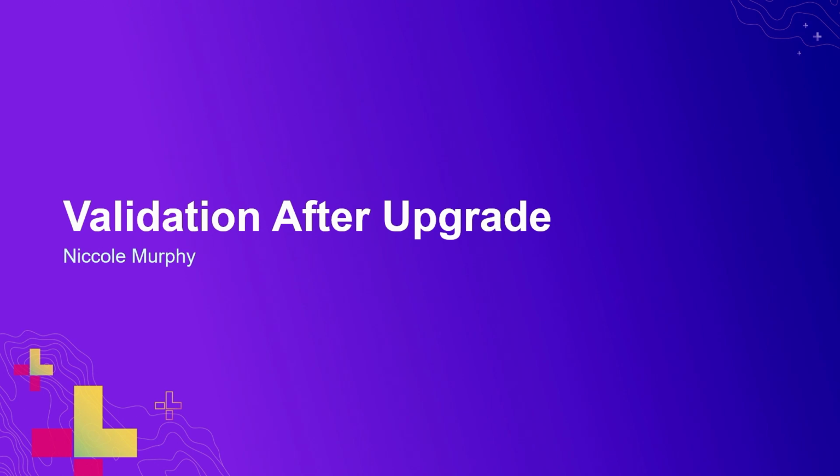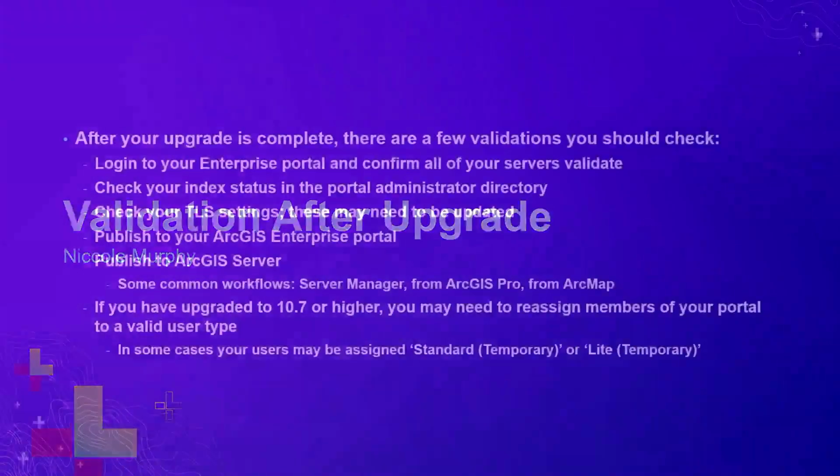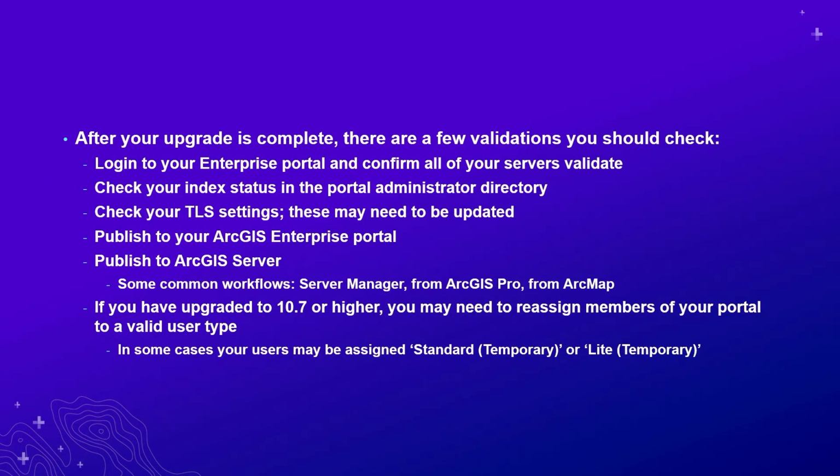So let's talk through some things after you've upgraded. How do I know it was successful? So there's a few things you should really check. First, you want to log into your enterprise portal and confirm all of your servers validate. You're going to want to check your index status. Even if you're upgrading to 10.7 or beyond, where we do the reindex for you, it's still very good to go in and check and make sure that this is in sync. Otherwise, search operations might not work quite right. You want to check your TLS settings. These may need to be updated.